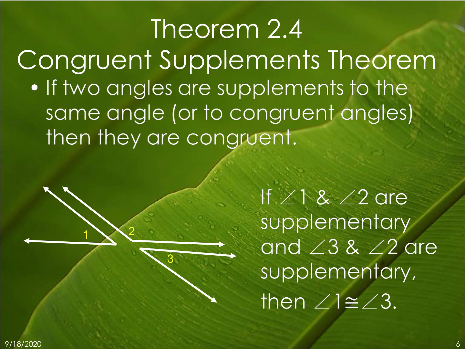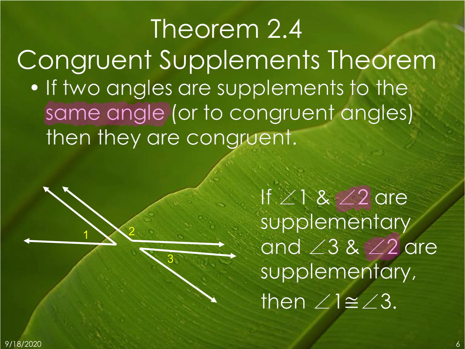This theorem states if 2 angles are supplements to the same angle, so that means they're sharing an angle, they're supplement to the same angle, then they are congruent. Listen to what this one says: if angle 1 and angle 2 are supplementary, and angle 3 and angle 2 are supplementary, then angle 1 is congruent to angle 3. So again, they're giving me a shared angle. That means my other 2 angles are going to be congruent.